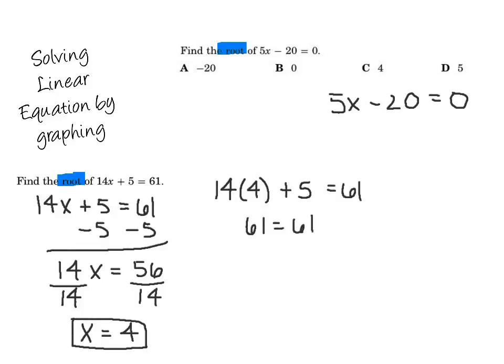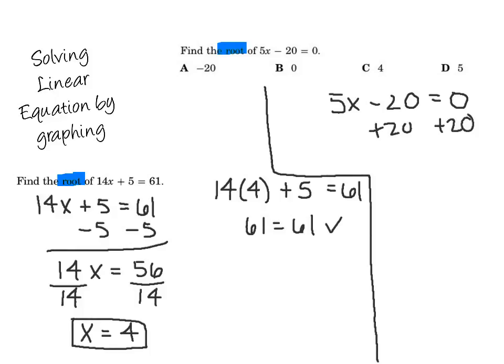My second example, I have 5x minus 20 equals 0, so I want to find what value for x that I plug in is going to make this equation equal to 0. So I'm going to go ahead and add 20 on both sides. And simplify, so I'm left with 5x equals 20, and my last step is to divide by 5. So I'm left with x equals 4, and my answer will be C.